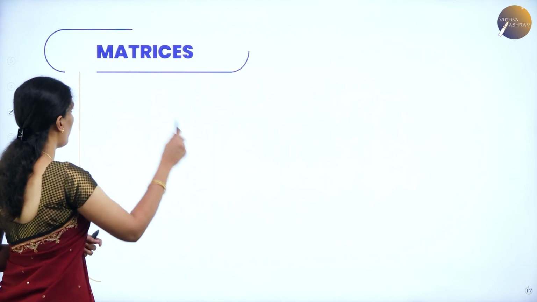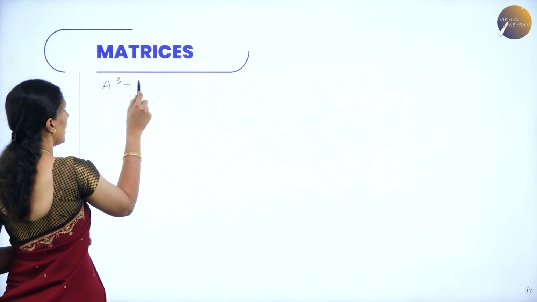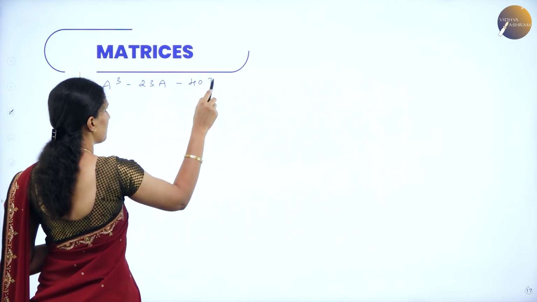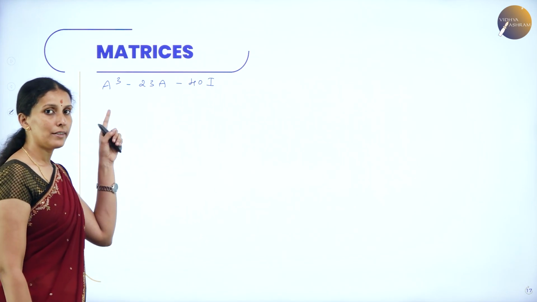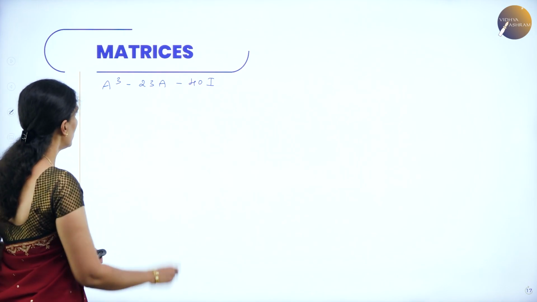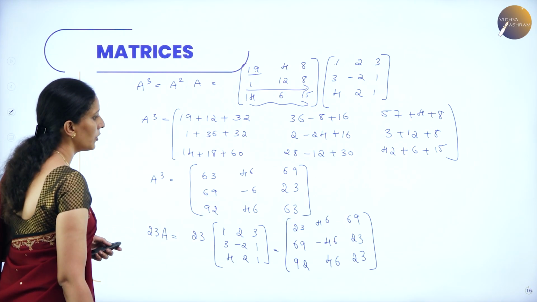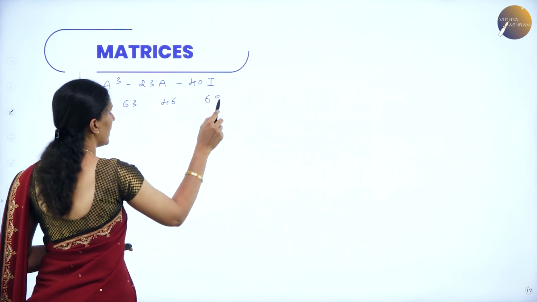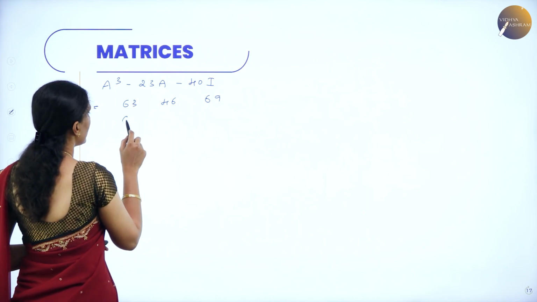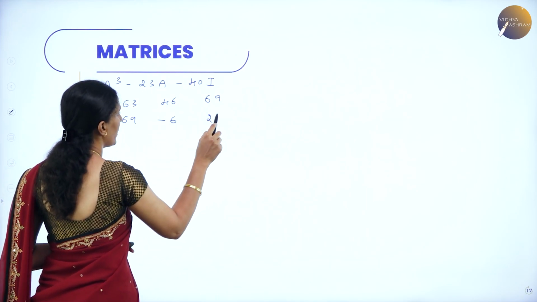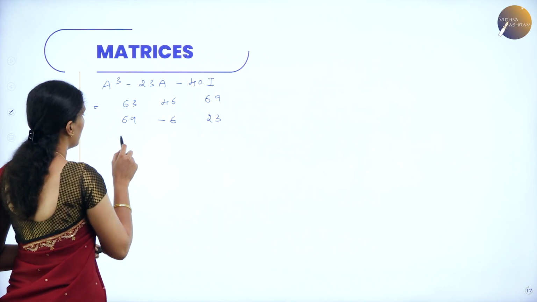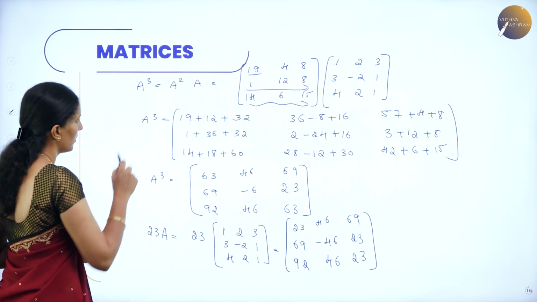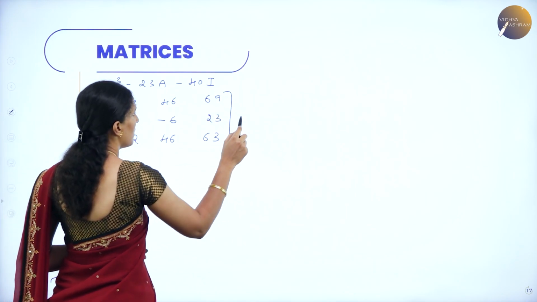Now, let's consider the equation. So, the equation we have here, A cube minus 23A minus 40I. Now, we have to show that the resultant matrix is a null matrix. So, what is A cube we got? So, A cube is 63, 46, 69. 69 minus 6, 23. 92, 46, 63. So, this is A cube minus.